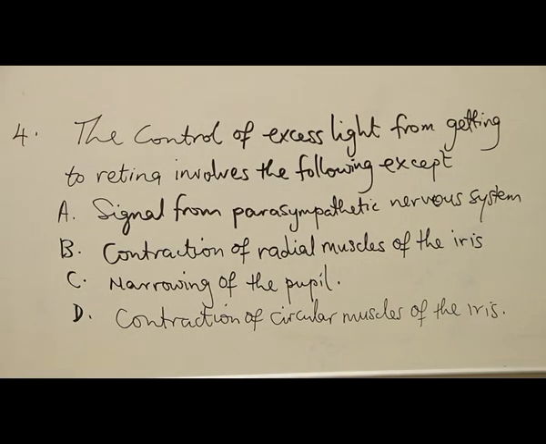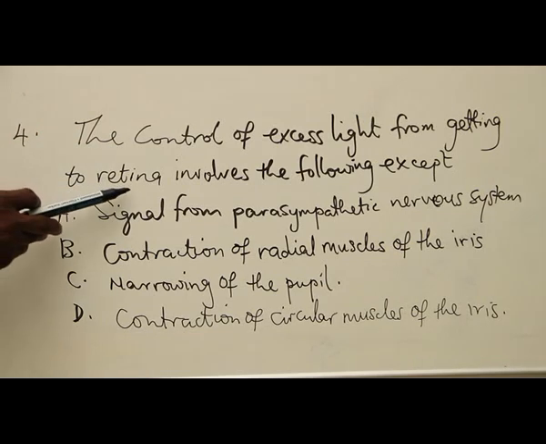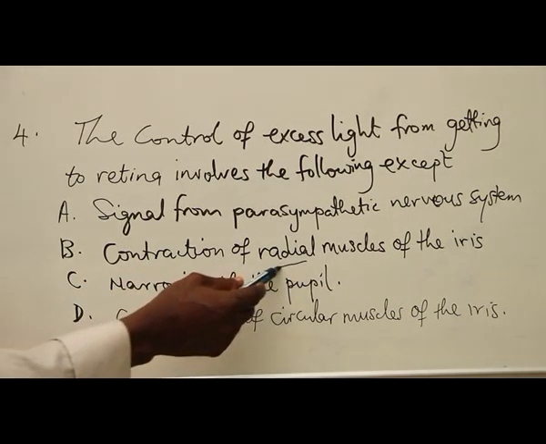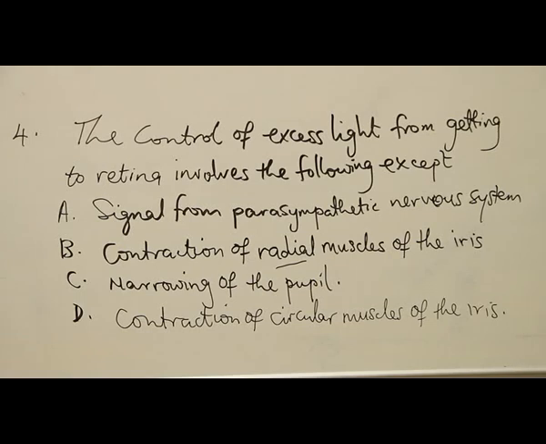Now, we are talking about preventing excess light from getting to the retina in the eye. To prevent excess light from getting to the retina, the pupil must be reduced. The pupil is the space you find in the center of the iris. So, if the pupil should be reduced, the radial muscle must not contract, because if the radial muscle contracts, it will pull the iris apart and the pupil will be widened.